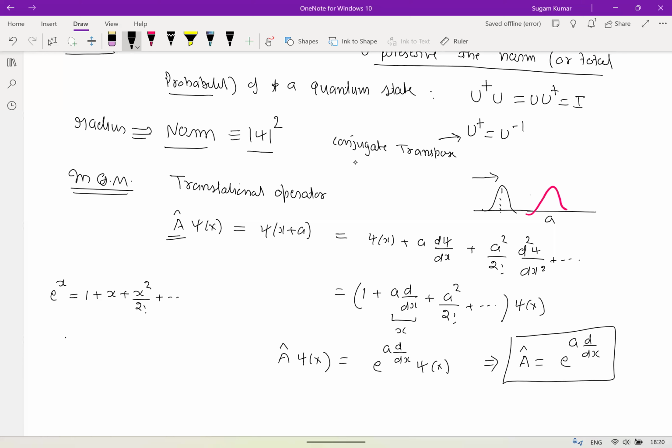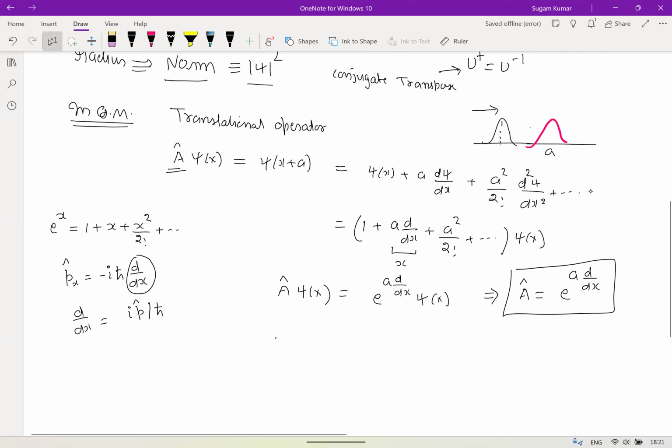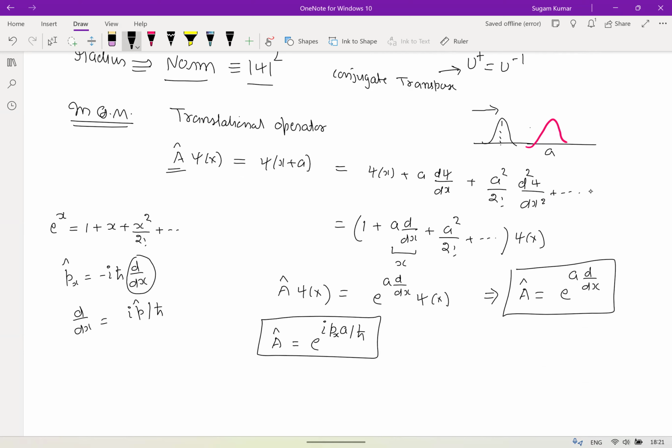Look at the momentum operator along the x-axis. How do you define it? Minus i h-cut d by dx. From there, I can find this value: d by dx is equal to i p upon h-cut. And you can see that this operator A becomes e to the power i px times a upon h-cut. So this is the translation operator.